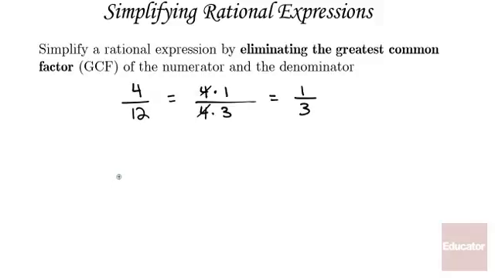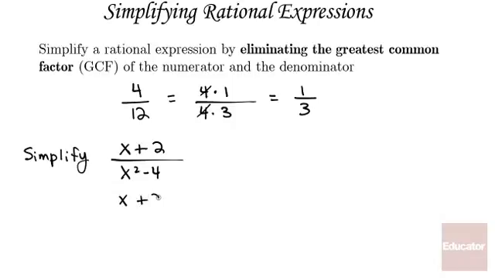Now, we need to do the same here with rational expressions. Given the rational expression x plus 2 divided by x squared minus 4, I want to simplify this. So if I were to try to simplify, I need to figure out what the factors are first. That's the only way I'm going to be able to eliminate those. So the first thing to do is factor.